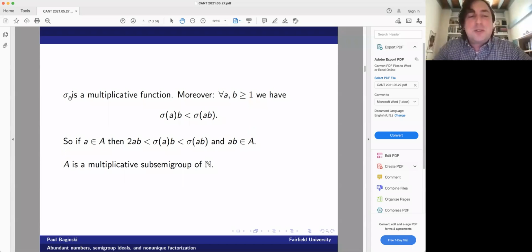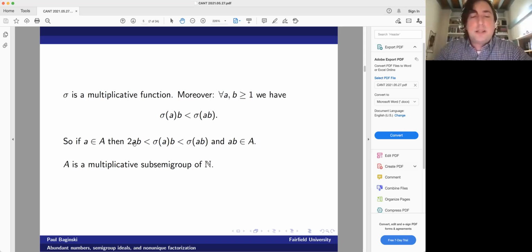So I think everybody knows, if you've taken number theory, that sigma is a multiplicative function. But there's an additional inequality that I didn't know about, which is that if I take two integers and look at sigma of AB, that's greater than or equal to sigma of A times B. I guess this should be greater than or equal if one of them is 1. But you can take that inequality and stick an additional inequality on there. So if I was assuming that A was already abundant, then sigma of A is bigger than 2A. So I'd get 2AB is less than sigma of A times B is less than sigma of the product AB.